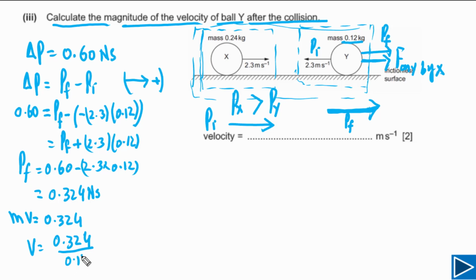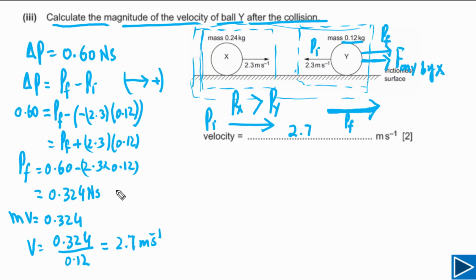So this is simply divided by 0.12. So the final answer in this case is 2.7 meters per second. This means ball Y will go to the right with this velocity, and this is the magnitude of that velocity. So simply our final answer has to be 2.7 meters per second.